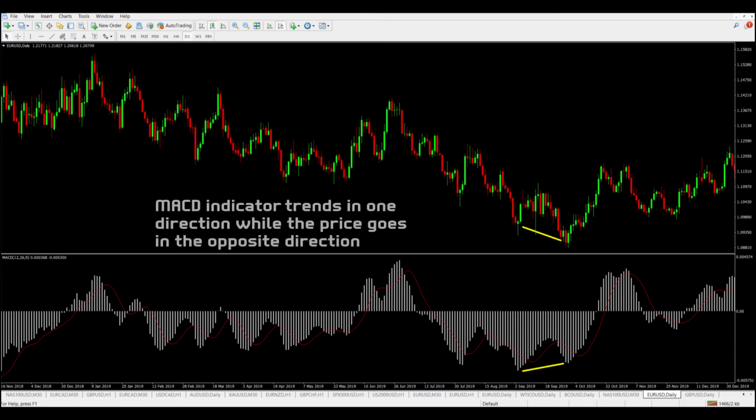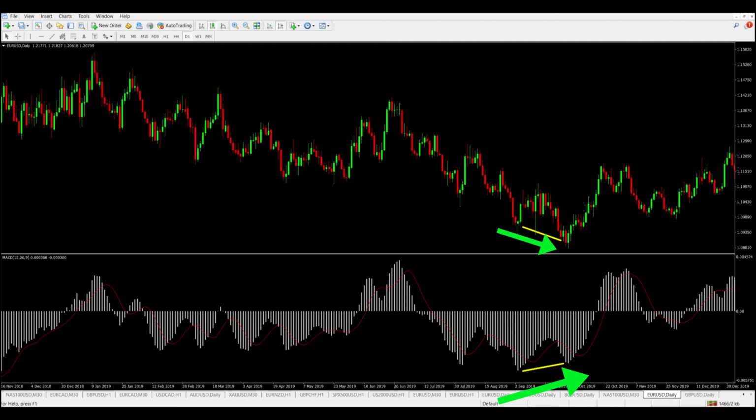Divergence occurs when the trend of the price does not align with that of the indicator. In other words, an indicator trends in one direction while the price goes in the opposite direction. Divergence in a downtrend can be seen as price makes lower swing lows, and the MACD histogram is ascending when you connect the lower swing lows, as you can see from the chart.